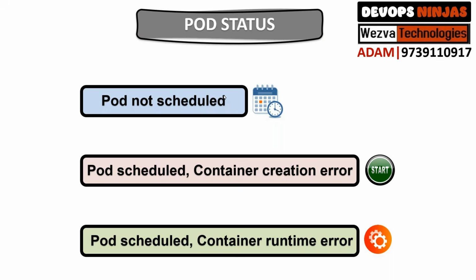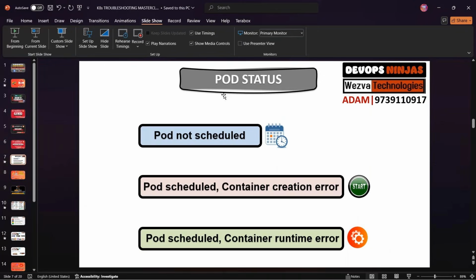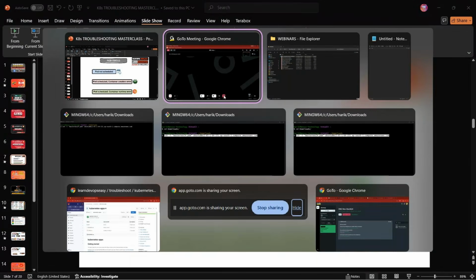Now, I already have some examples created for all these 13 scenarios, but it requires some changes that you have to do in your cluster. So for this, I'm going to take a Minikube cluster, which I have already created in my AWS account.